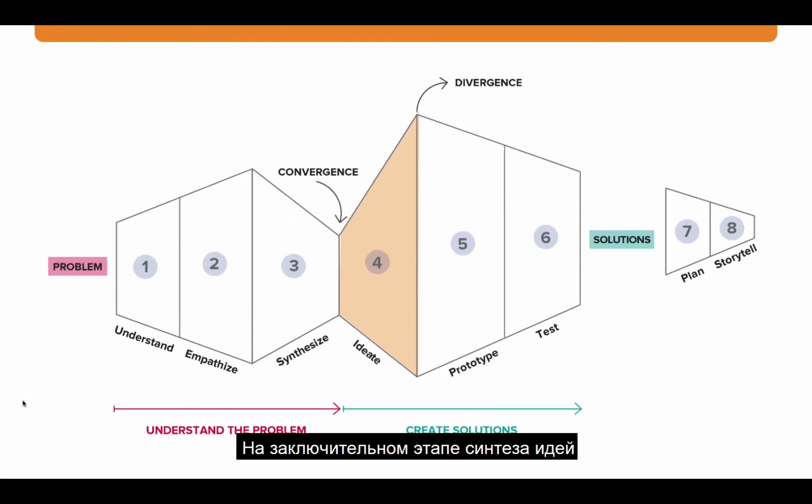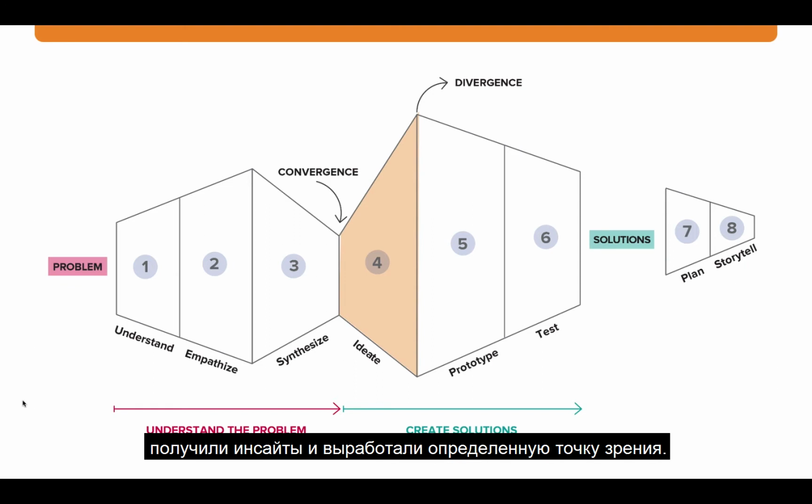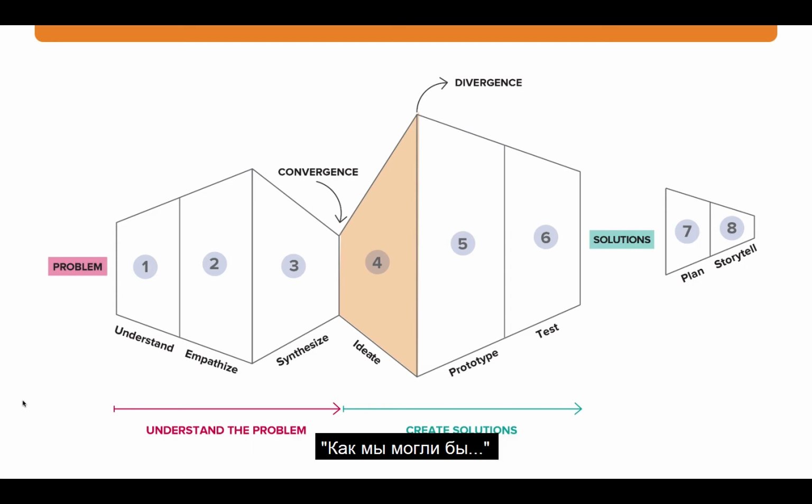In the last phase of the design process, synthesize, we adopted a convergent thinking mode. This is when we processed all the information from the first two phases and we generated insights and crafted a specific point of view. From that point of view, we created several variations of how might we questions. This whole thing was a process of convergence. But now it's time to move back to divergence.